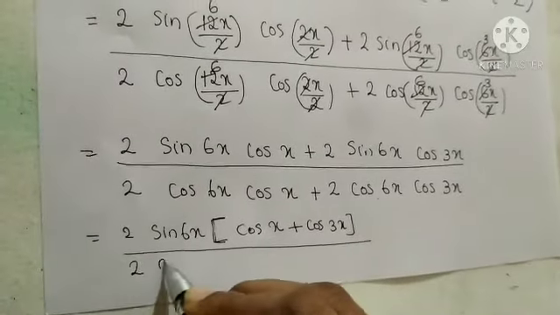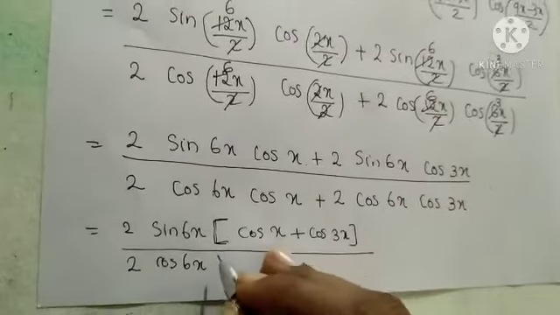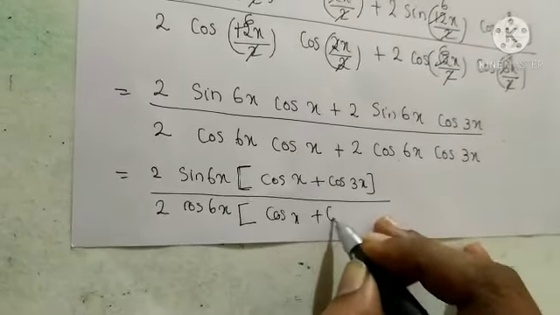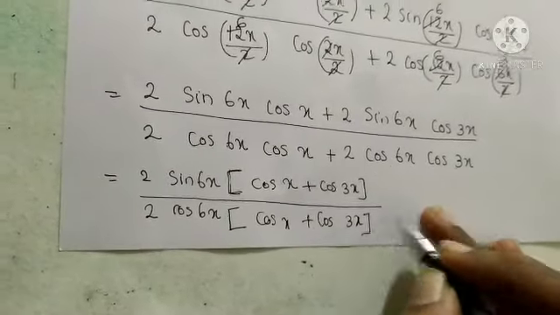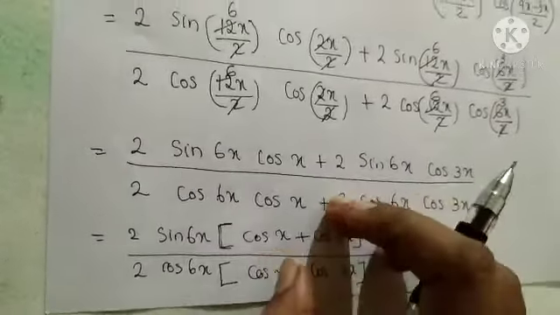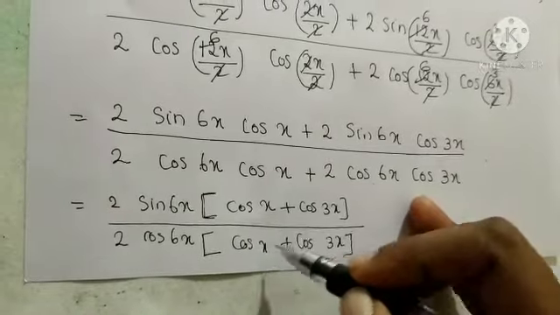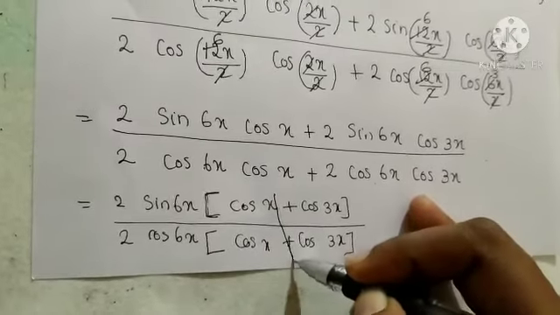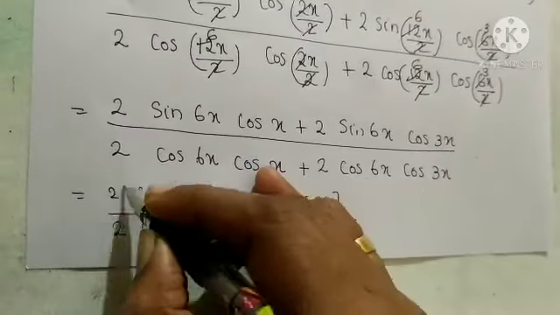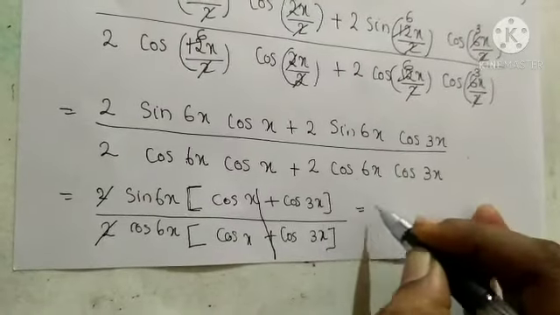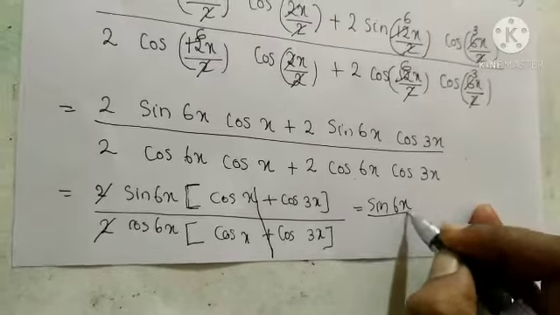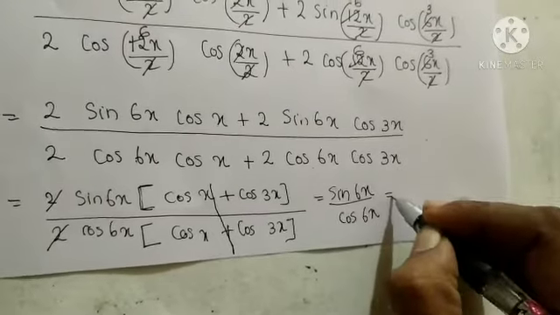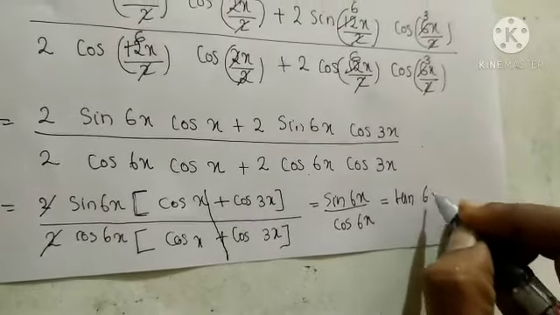So taking 2 cos 6x outside, the remaining terms are cos x plus cos 3x. If we observe these two terms, cos x plus cos 3x, the numerator and the denominator both contain cos x plus cos 3x, so these will cancel each other, and the 2 will also cancel. Here we get sin 6x divided by cos 6x, and we know that sin by cos is tan, so sin 6x by cos 6x becomes tan 6x.